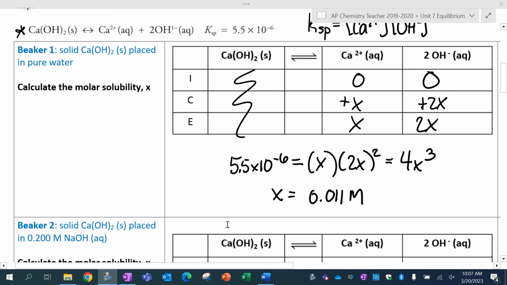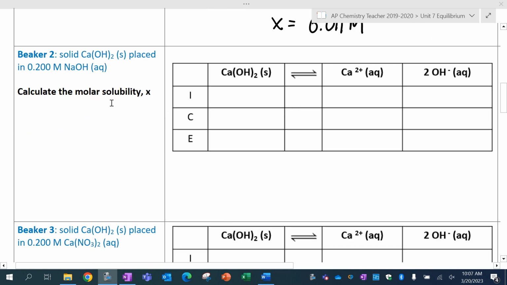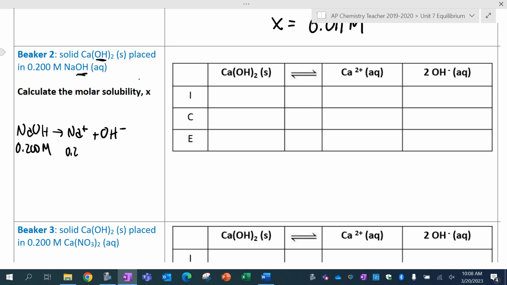Now we want to see what would happen if we were to dissolve it in a solution that contains a common ion. So in this second scenario, we're imagining solid calcium hydroxide being dissolved in a solution that already contains 0.2 molar sodium hydroxide. Here's where you want to spot that, oh look, these two things have a common ion. We know that sodium hydroxide is an ionic compound, so when you stick it in water, it's going to split apart and make sodium ions and hydroxide ions. If you have 0.2 moles of sodium hydroxide, it's going to completely split apart, and you'll end up with 0.2 molar sodium ions and 0.2 molar hydroxide ions.